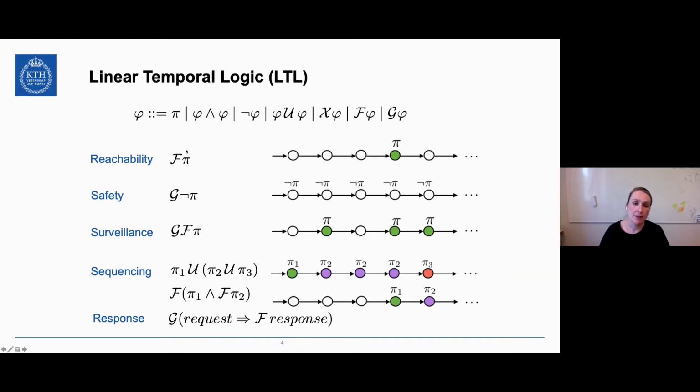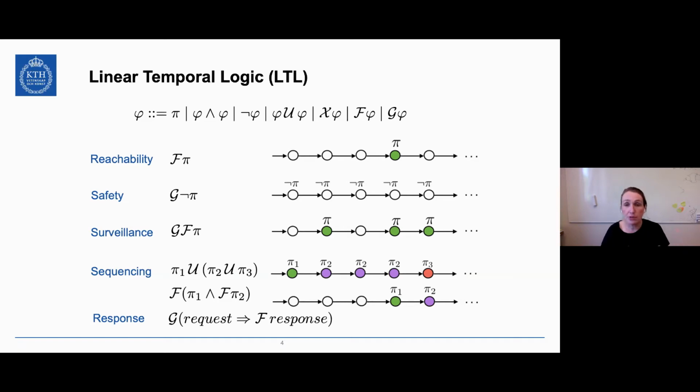So this eventually operator essentially gives us reachability. When I have a path or a trajectory of a robot, what I want to see is this pi happening at some point. Eventually, pi will happen. Then this globally or always operator, when I say globally, not pi, what I'm aiming for is not to see pi at all. And then I have safety.